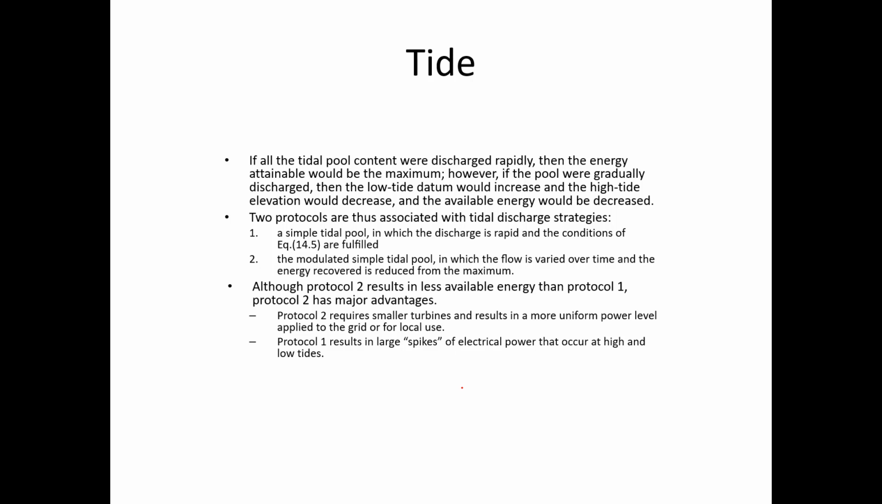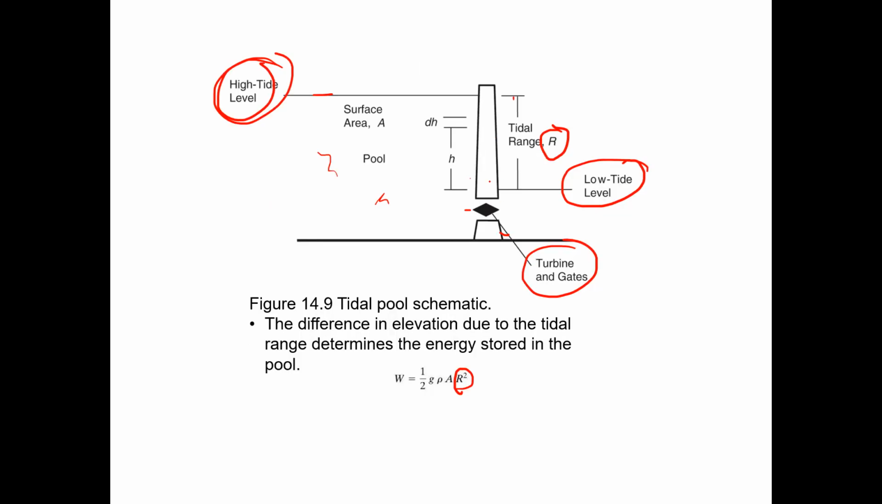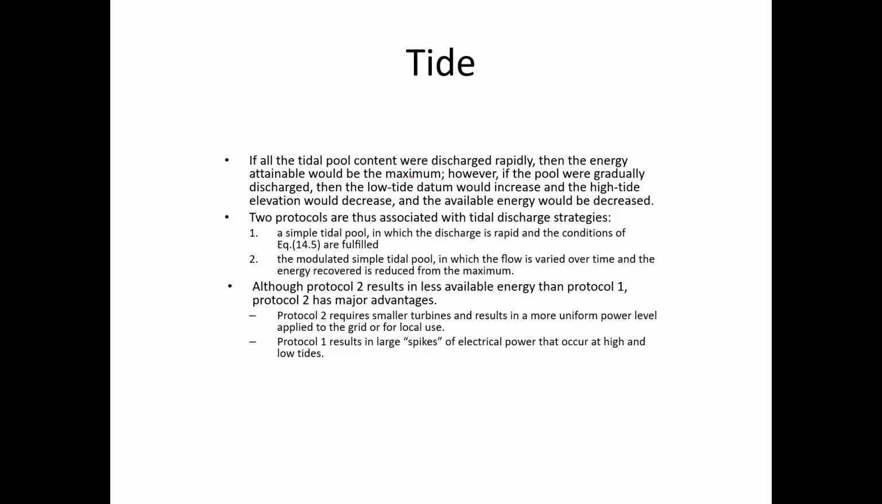If all the tidal pool content were discharged rapidly, then the energy attainable would be the maximum. If I were to take this pool and the tide between the high tide and low tide, and all this water were to exit all at once, that would give me the maximum possible energy. However, if the pool were gradually discharged, then the low tide datum would increase and the high tide elevation would decrease, and the available energy would also decrease.